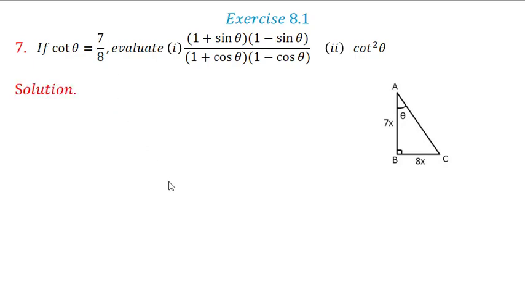So again here first by using Pythagoras theorem I will find the value of AC, right? Once I get the value of AC, then I can find sin theta and cos theta. So as I got sin theta and cos theta I will put here, and I will find this first question. Now cot theta is already given 7 upon 8. I have to find cot square theta.